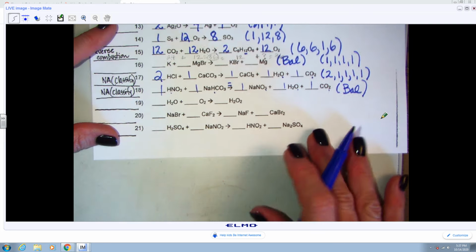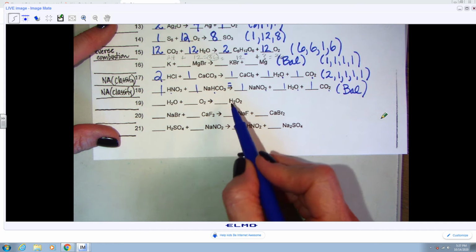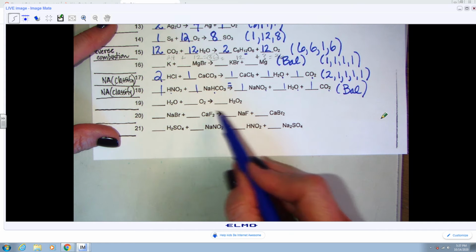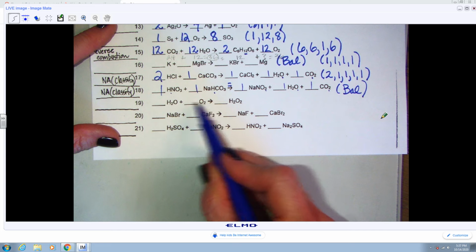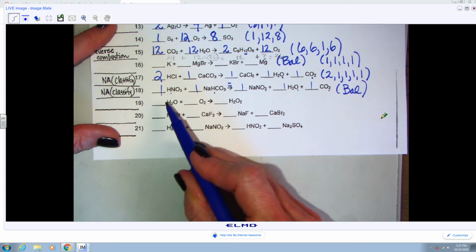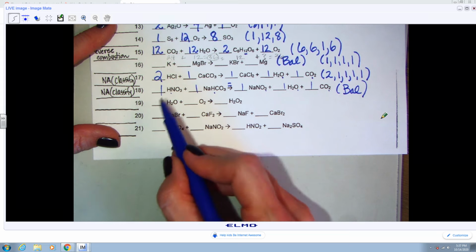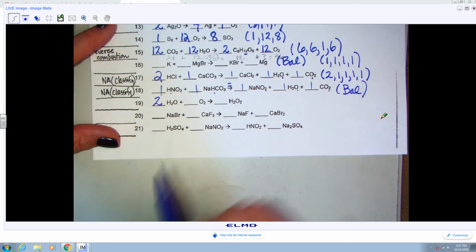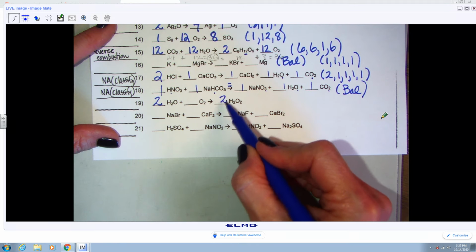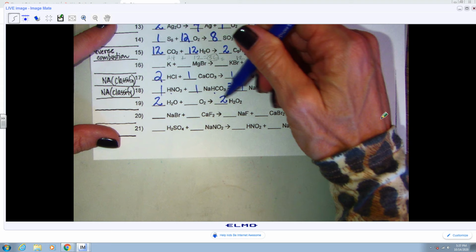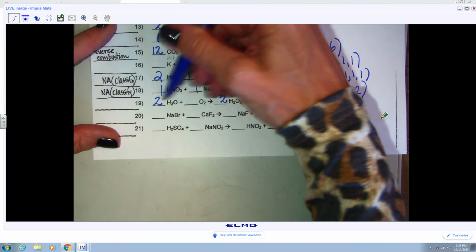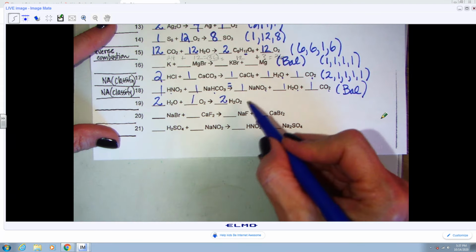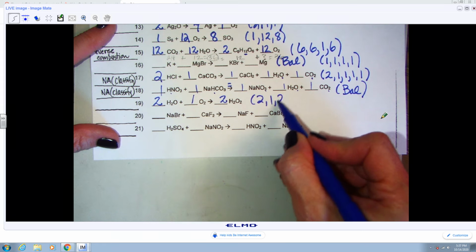Number 19. All right, so on this one we have 2 oxygens on this side, and we have a total of 3 on this side. So there's an odd number of oxygens on the reactant side. So I'm going to put a 2 here. That's going to give me 4 oxygens on this side. So let's put a 2. 2 times 2 is 4. 2 times 2 is 4 hydrogens, and 2 times 2 is 4 hydrogens. So 2, 1, 2 balances that equation.